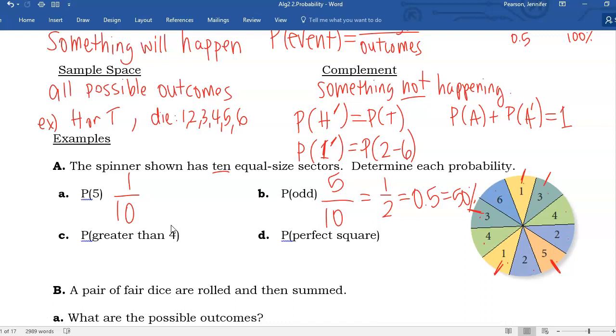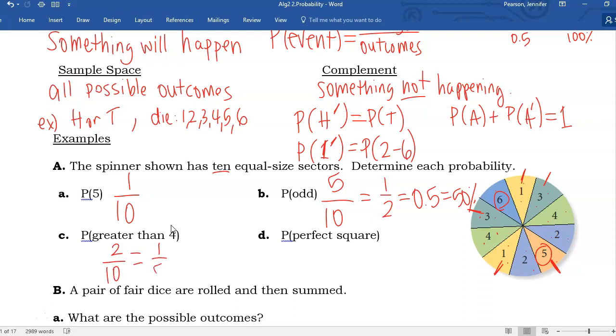So as long as your answer is correct in any form, it's good for me. Letter C, what is the probability of getting something greater than 4? So greater than 4. 6 is greater than 4. 4 is equal to 4, but not greater than 4, so we're not going to count 4. And 5 is greater than 4. Nothing else is greater than 4. So 2 of my outcomes out of the 10 possibilities were greater than 4.